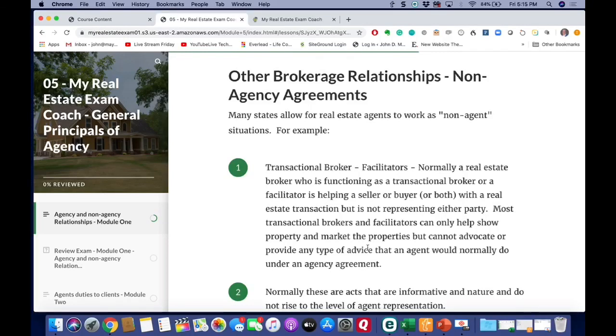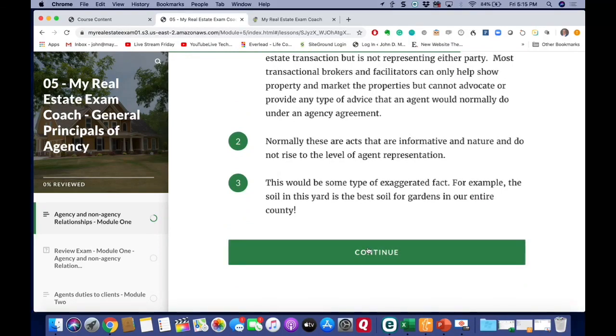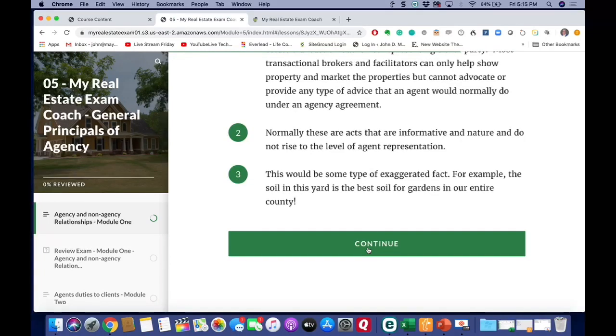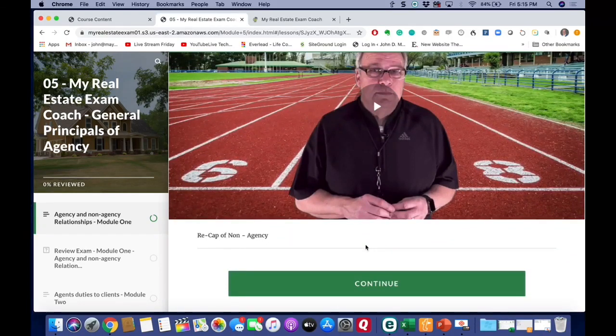Now, it's important that as a transactional broker or a facilitator, you cannot advocate. In other words, you can't give advice that an agent would normally give under an agency agreement. You're really just giving informative information that doesn't rise to the level of an agent. You want to just note and be careful there that you don't go beyond that.